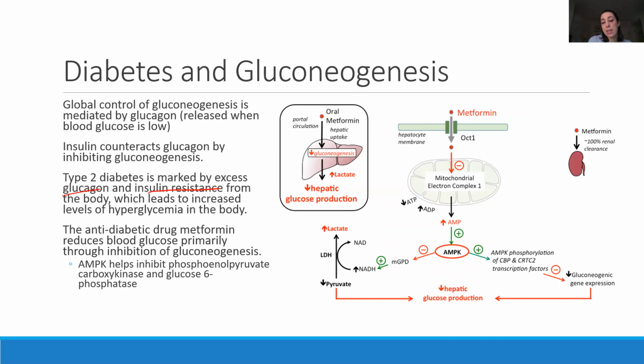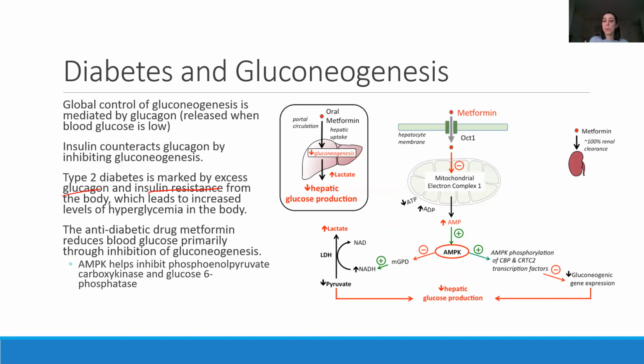So one of the ways to reverse this, one of the drugs that is used to counteract part of type 2 diabetes is a drug called metformin. This is going to help reduce blood glucose just by inhibiting gluconeogenesis. So it targets one of the problems.